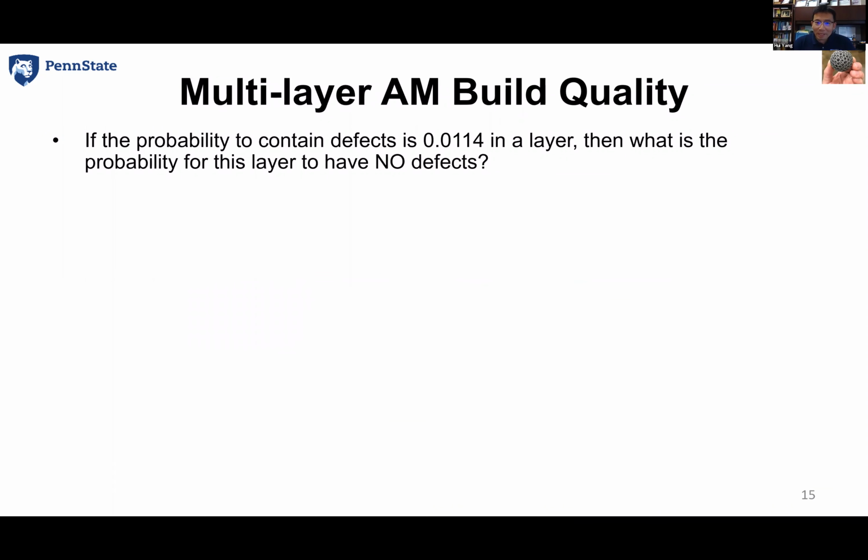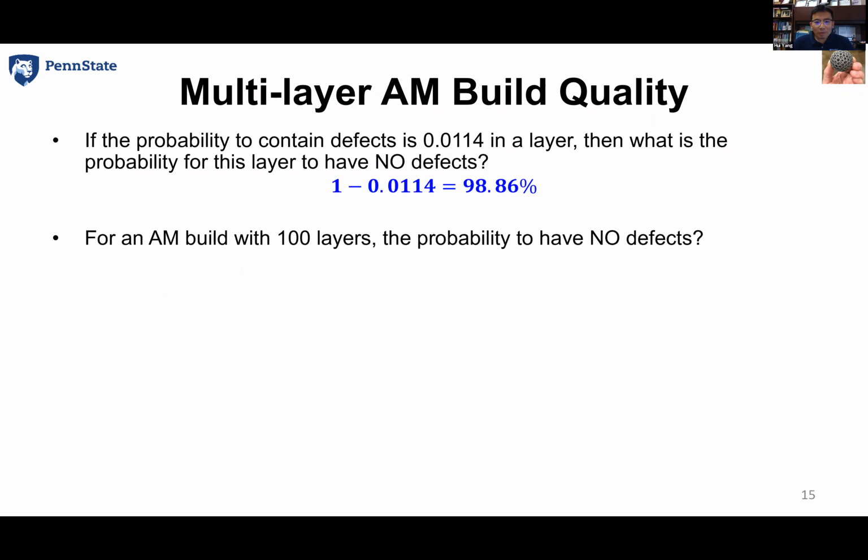So let me give you guys an example. What is the quality challenge? For multi-layer AM build quality, if the probability to contain defects is 0.0114 in a layer, then what's the probability for this layer to have no defects? So this is about 1% there is a defect. I mean, if it is 1%, then 99% there is no defect. So it's 98.86%. Pretty good on one layer, but is this good enough?